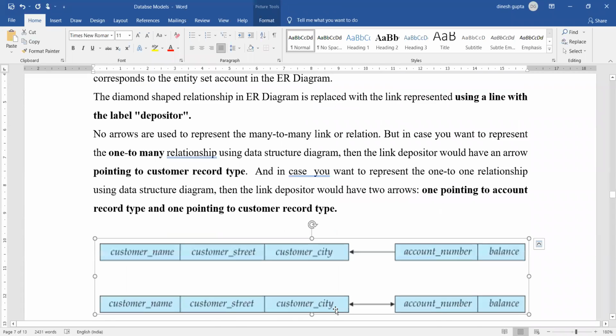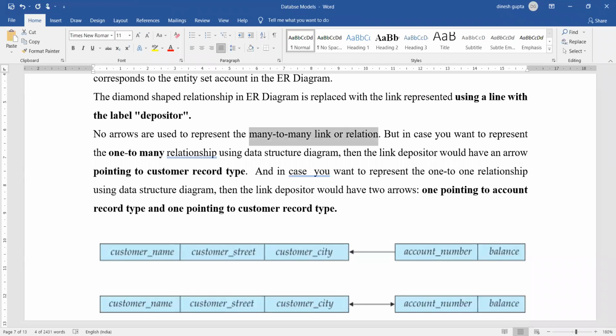Now, how do we represent the connectivity? Connectivity means whether it is one to many, many to one, or many to many. No arrows are used to represent the many to many link or relation.